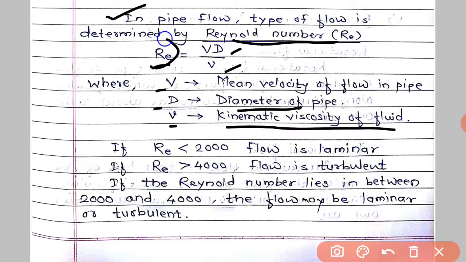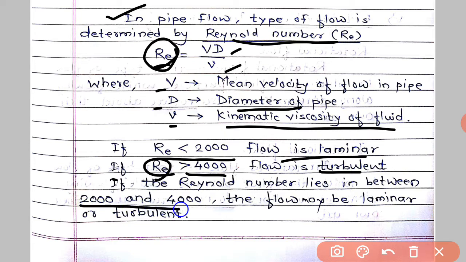So if the value of Reynolds number is less than 2000, then the flow is laminar, and if the value of Reynolds number is greater than 4000, then the flow is turbulent. If Reynolds number lies between 2000 and 4000, the flow may be laminar or turbulent, and we call it transition flow.